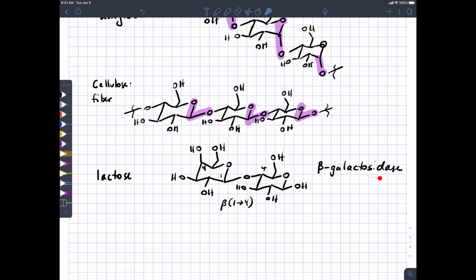So what happens if your intestines no longer express a lot of beta-galactosidase is you don't have the enzyme to break this apart, and so you have to rely on bacteria in your microbiome to do that, which is okay, except that can result in bloating and intestinal cramping and all of the things that are associated with lactose intolerance, right? Folks that are lactose intolerant don't make enough of this beta-galactosidase.